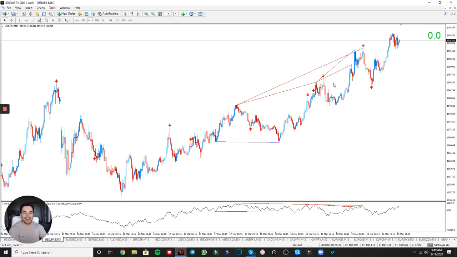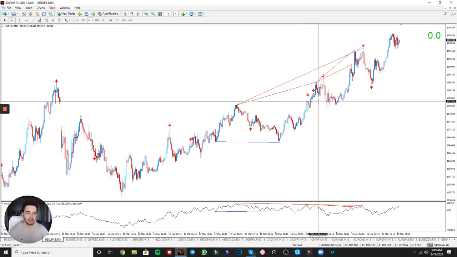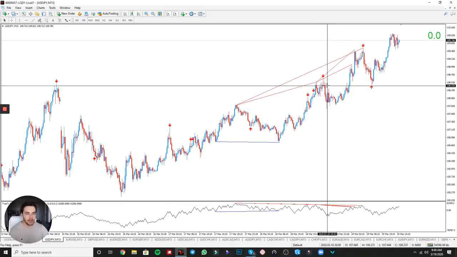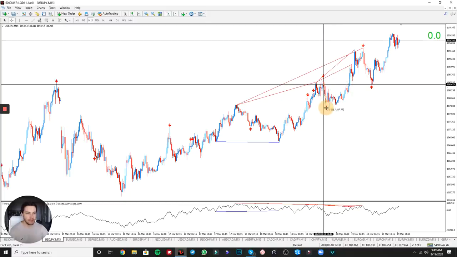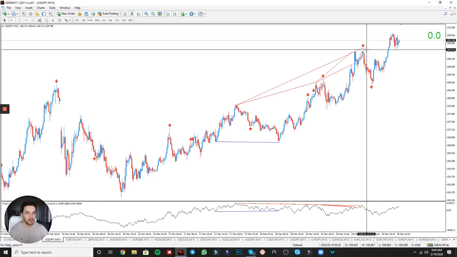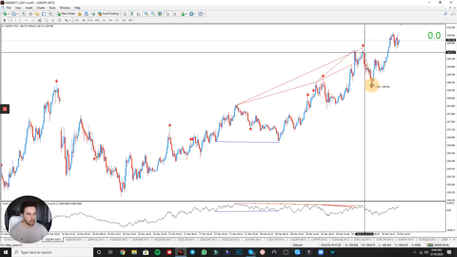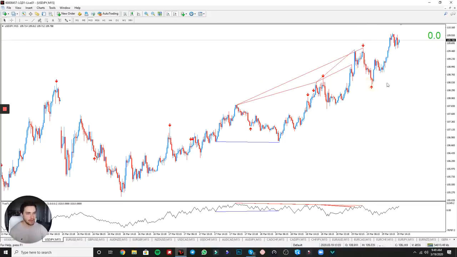Of course, it's easy in hindsight to look at what trades we could have done and how things could have played out. That would have been a losing trade. But from up here, if you got in at the close, that would have made 69 pips. Up here, at the close of this candle, you would have made around 90 to 100 pips.